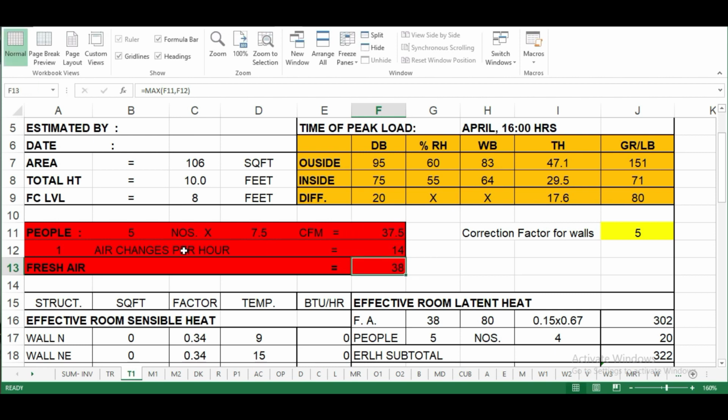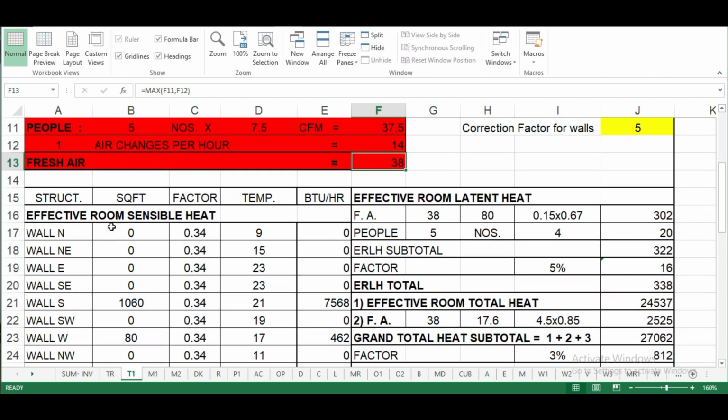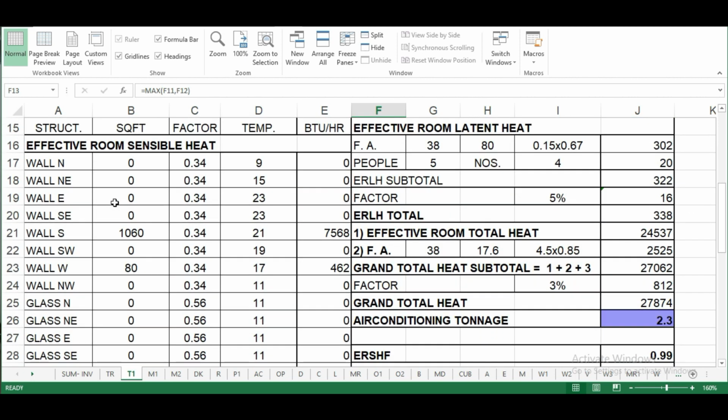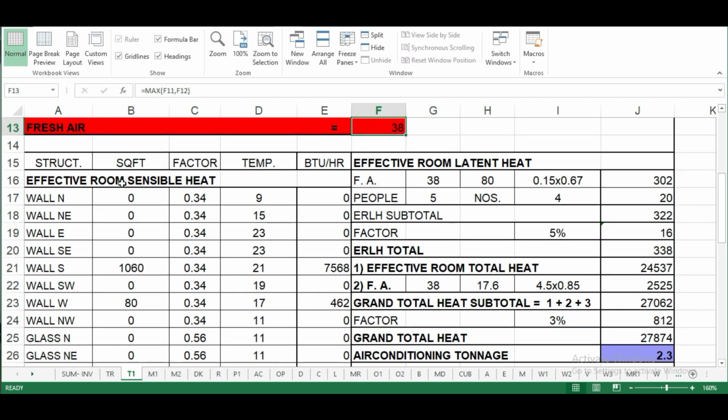Next we will go for the heat loss. As you know, there are basically two types of heat loss, in two forms. One is sensible heat, as you see over here. Next is the latent heat. Basically heat loss occurring due to temperature change falls under sensible heat, and heat loss occurring due to phase change comes under latent heat.